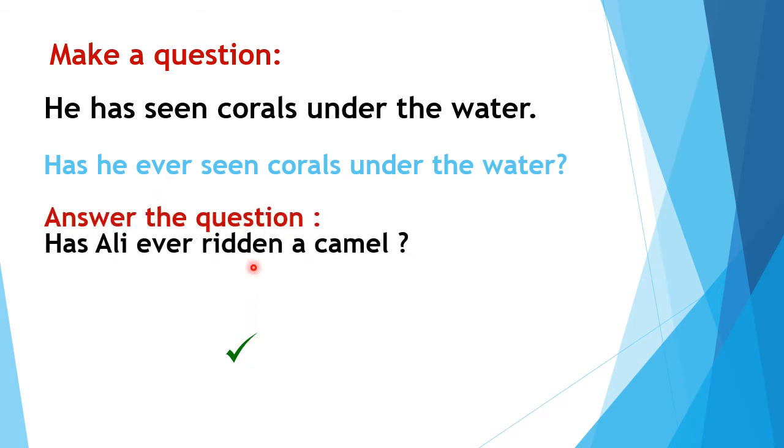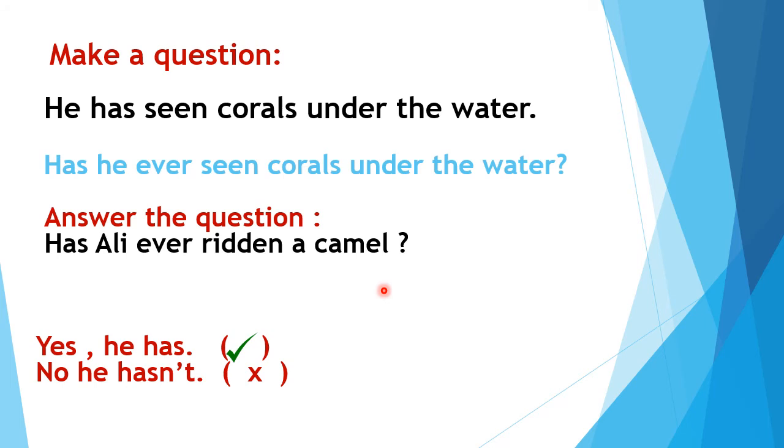Now answer the question. Has Ali ever ridden a camel? Read it again. Has Ali ever ridden a camel? The answer is yes, he has if we have tick, and no, he hasn't if we have cross. So, when I ask you, has Ali ever ridden a camel? We have two answers. If I put for you tick, you have to say, yes, he has. But if I put for you cross, you have to say, no, he hasn't.